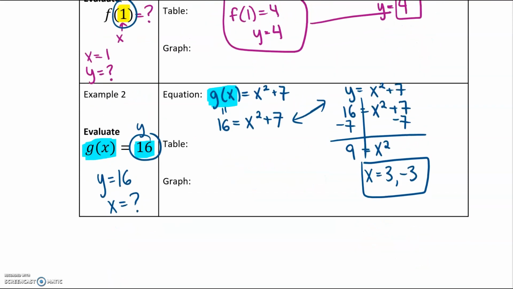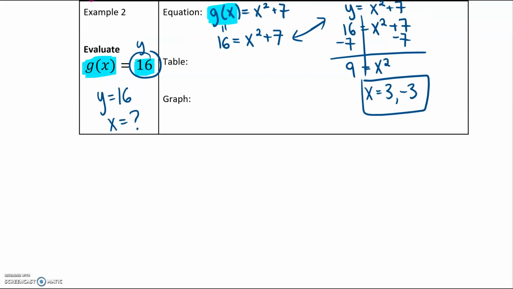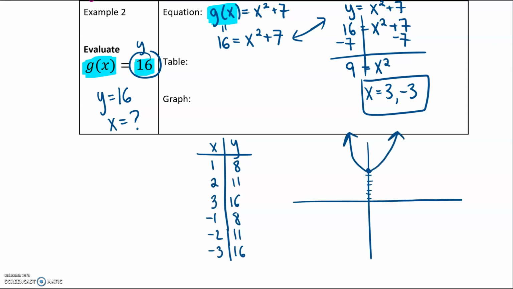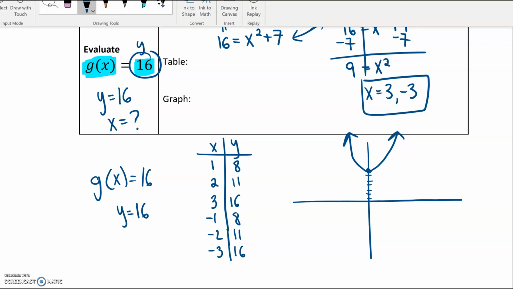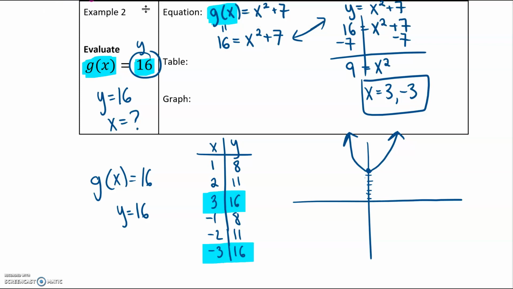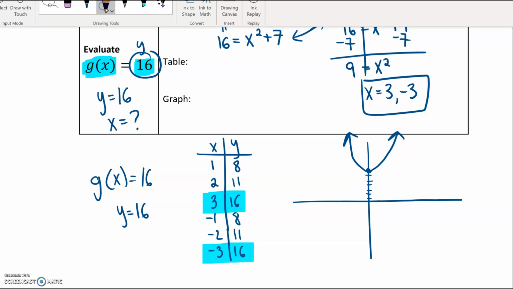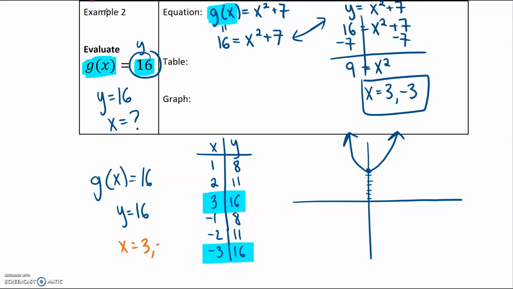And you could also do that from a table or a graph. So let's say I had a table of this equation. I'm just going to jot up a table real quick, and I'll come back in a second. My quick table and graph. So same idea. Let's say I didn't have the equation, and I just knew that g of x equals 16. And you would say to myself, okay, that means y equals 16. What is x? Well, here's where y is 16. Here's where y is 16. You could just jump straight to the table and say x is equal to 3 or negative 3.